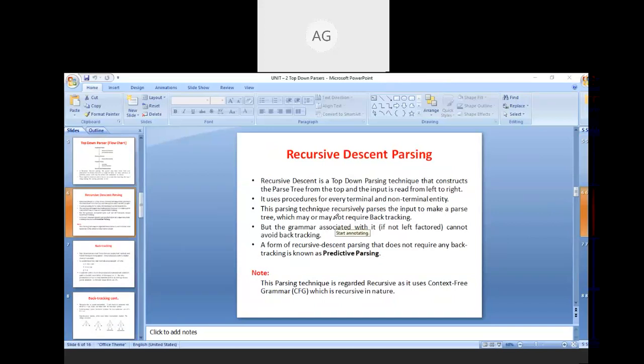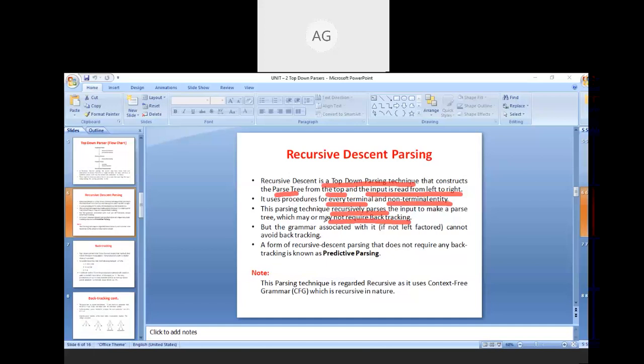So first is recursive descent parsing. Recursive descent is a top-down parsing technique that constructs the parse tree from the top, and the input is read from left to right. In all the top-down parsers, the input is read from left to right. It uses procedures for every terminal and non-terminal entity. This parsing technique recursively parses the input to make a parse tree, which may or may not require backtracking.